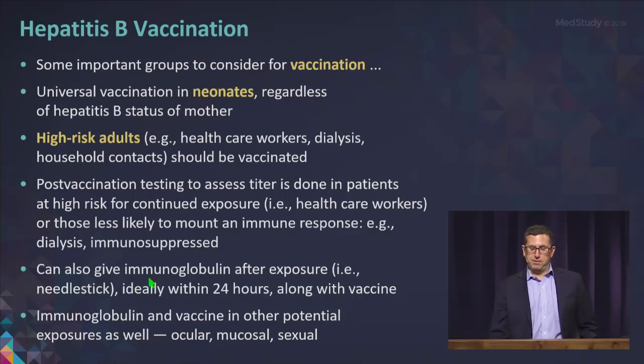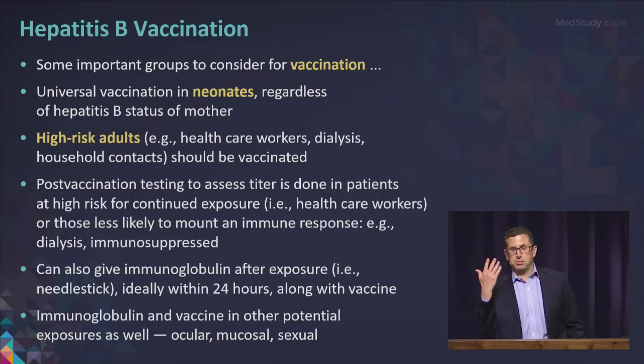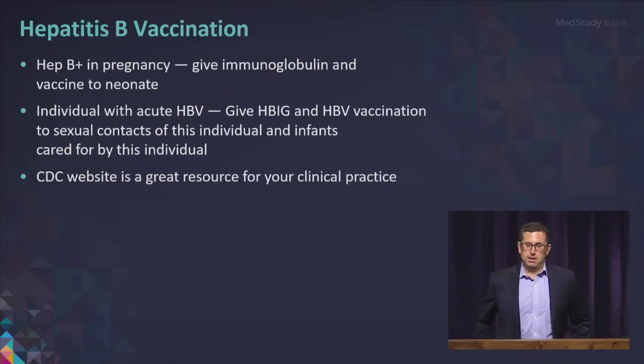Similar to Hep A, you could give immunoglobulin after exposure, for example, a needle stick. Usually you want to do that within 24 hours and you want to give the vaccine at the same time. And then the immunoglobulin and vaccine could be used in other potential exposures as well, such as ocular, like a blood splash or mucosal splash, or even sexual contact.